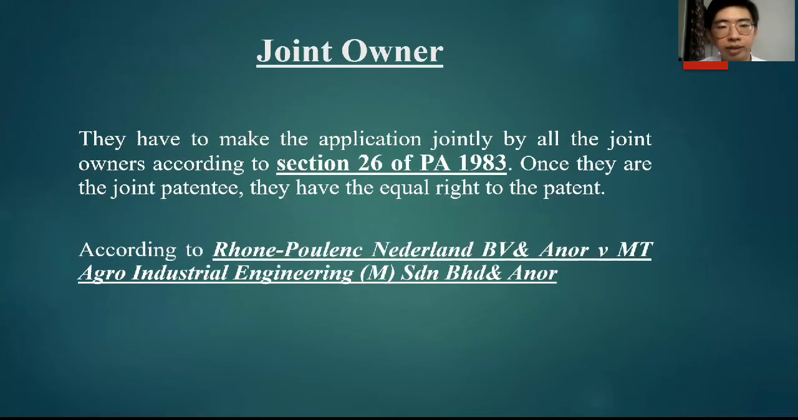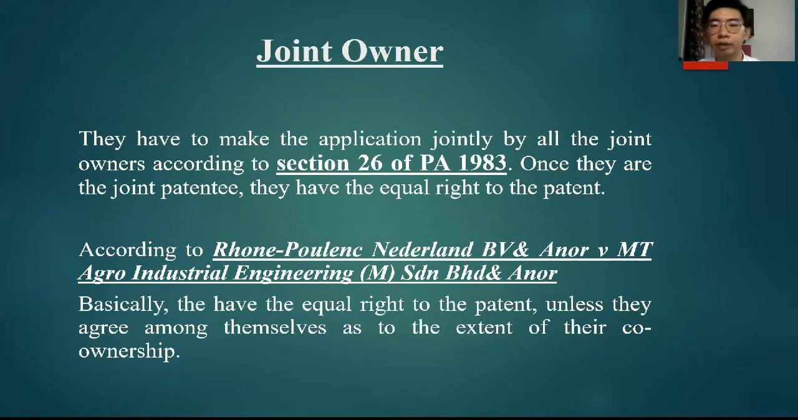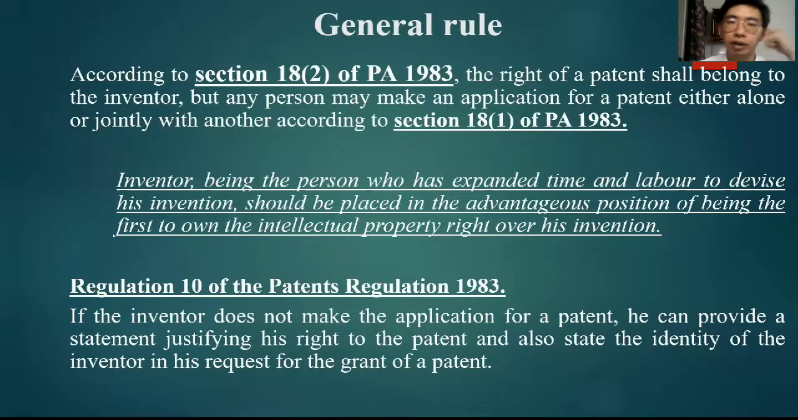According to this case, Brunei, Poland, Netherlands, PV, and others, and MT Agro-Industrial Engineering, FARHAH and others, the joint owners have equal right to the patent, unless they agree among themselves as to the extent of their co-ownership. So generally they will have equal right, unless they agree among themselves otherwise. For example, they could place certain limitations on one person's side, but generally they will still have equal right to the patent if they are joint owners.